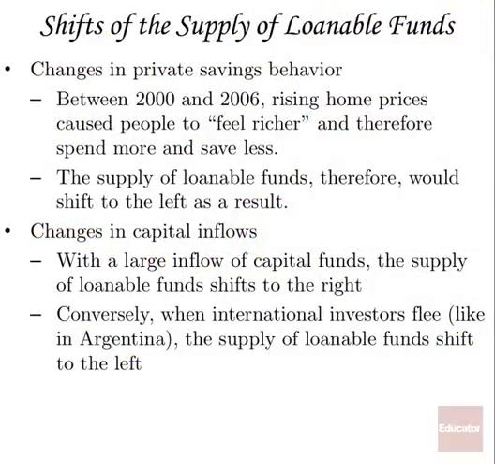Now, what can cause a shift in the supply of loanable funds? Well, changes in private savings behavior and changes in capital inflows. All right, so how would changes in private savings behavior affect the supply of loanable funds? Well, let's take a look at between 2000 and 2006, so the 7-year period. Rising home prices cause people to feel richer and therefore spend more and save less.